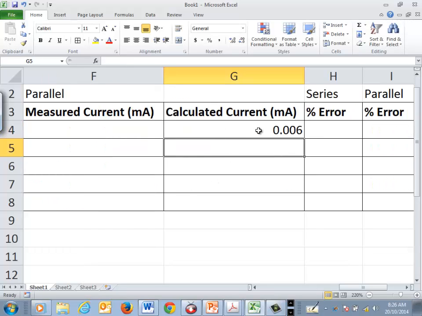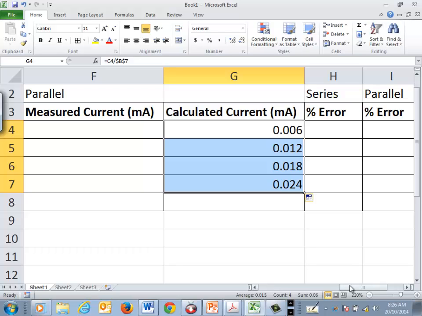Enter, and I can just fill that down. Now, to do our percentage error, what is it? Well, what's the correct value that we're looking for? What's the correct value? A theoretical value. The theoretical value is the calculated value. So that's got to be the one that we assume is correct. The measured one is the one that's going to vary due to the prac.